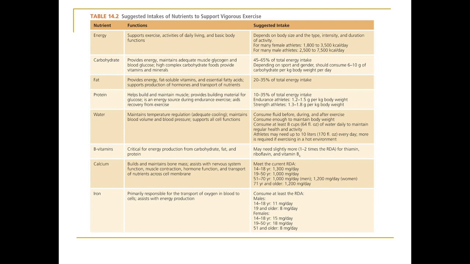And we talked about numbers for that. For athletes, you need between 1.2 and 1.5 grams per kilogram of body weight if you're an endurance athlete. You need between 1.3 and 1.8 grams per kilogram of body weight if you're a strength athlete. If you remember, a sedentary person needs about 0.8 grams of protein per kilogram of body weight.